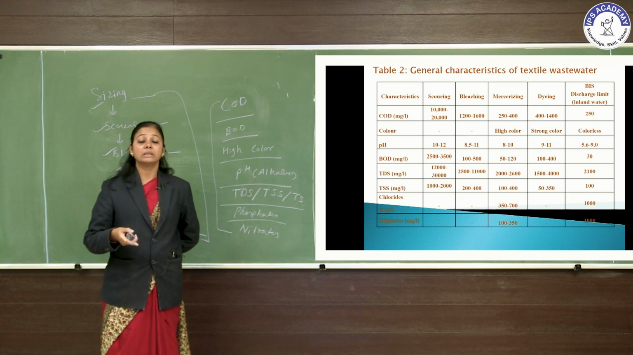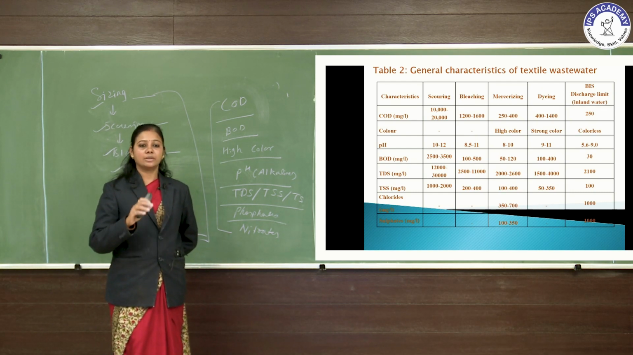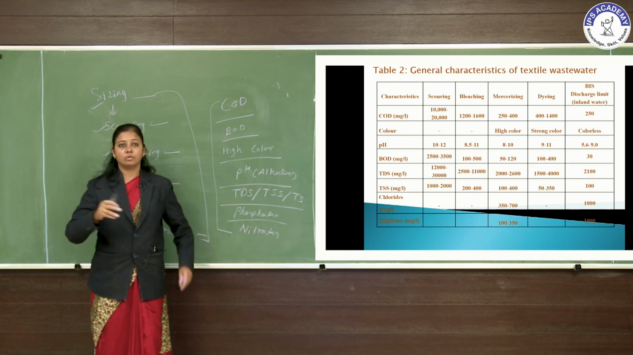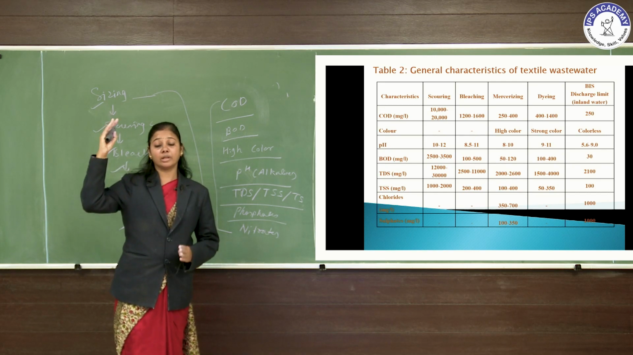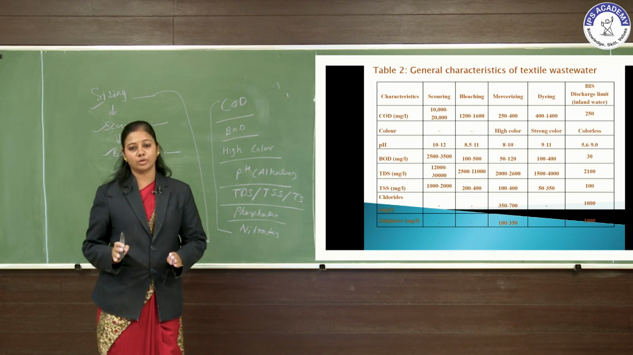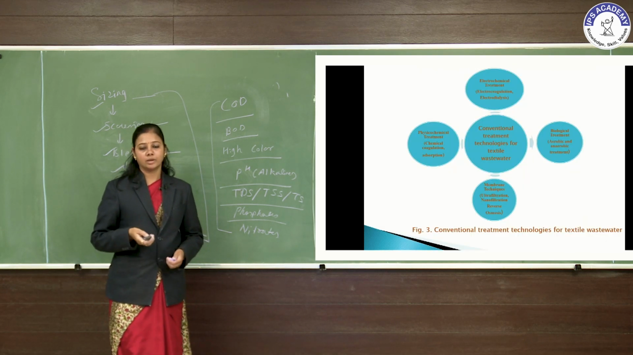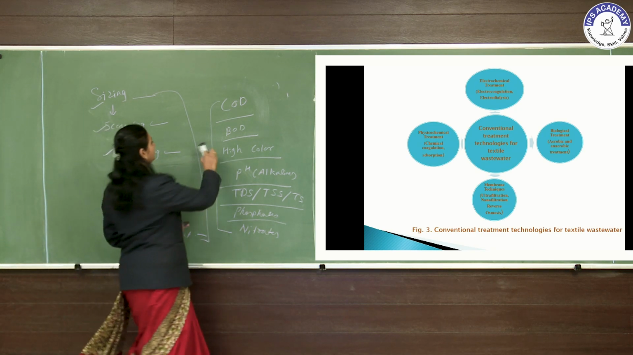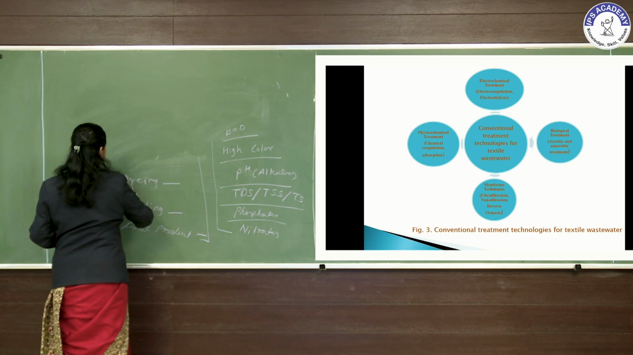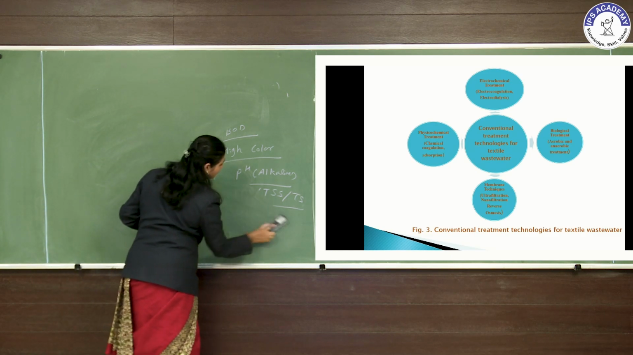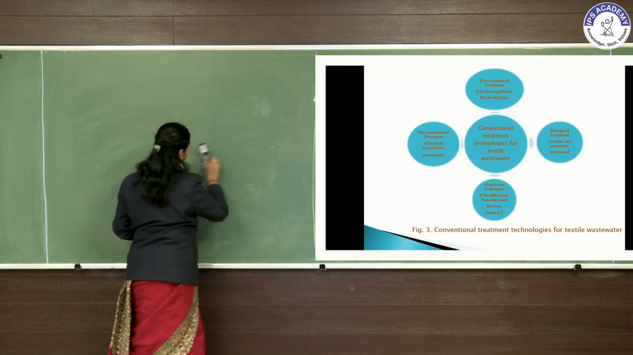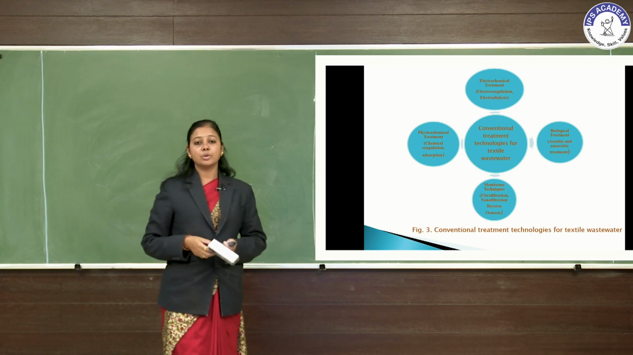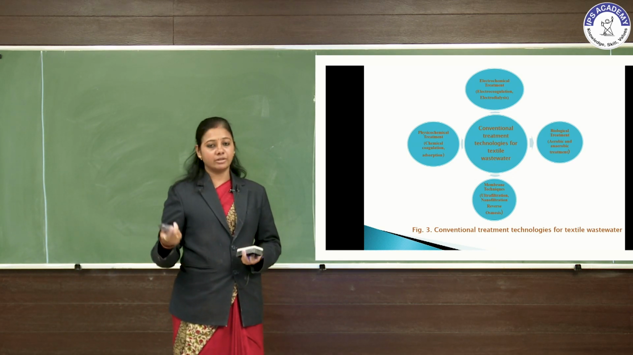Can we imagine the COD of textile industry wastewater ranges up to 40,000 milligram per liter. So we have to imagine the degree of treatment required to treat the textile industry wastewater. Okay. There are n number of treatment technologies available to treat the textile industry wastewater. But particularly those treatment technologies are called the physicochemical treatment technology or conventional treatment technology.